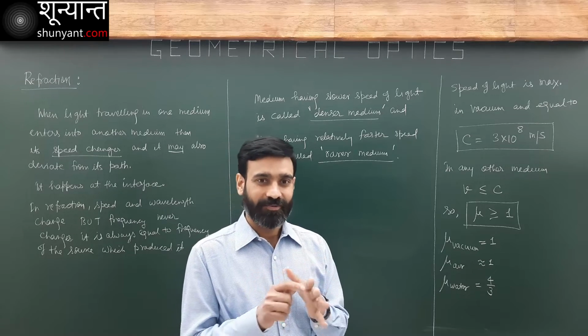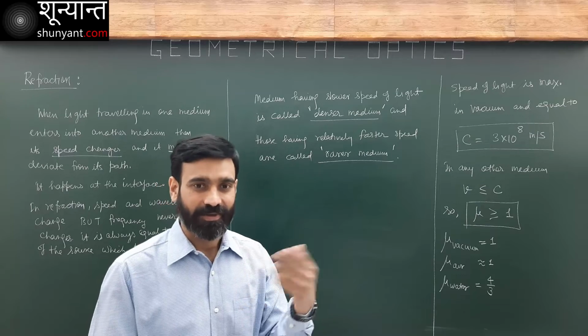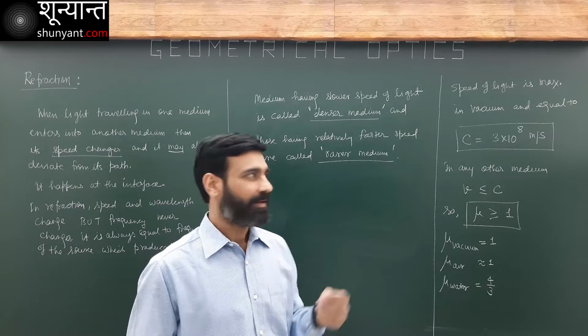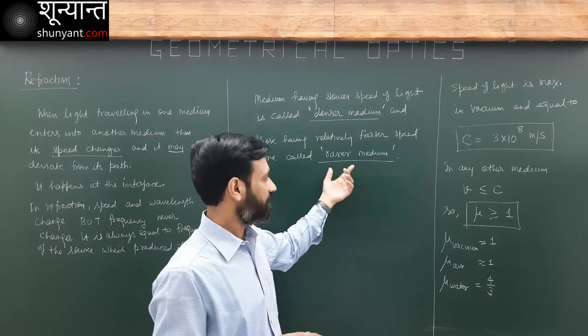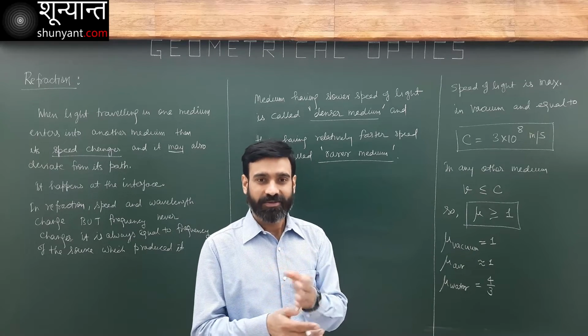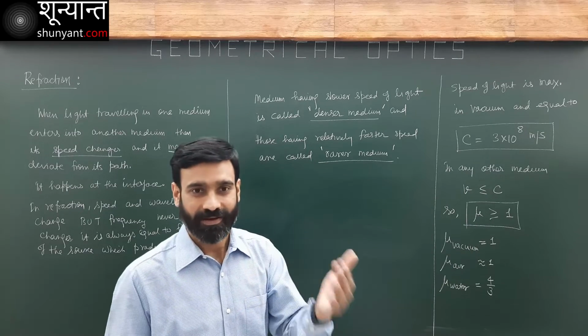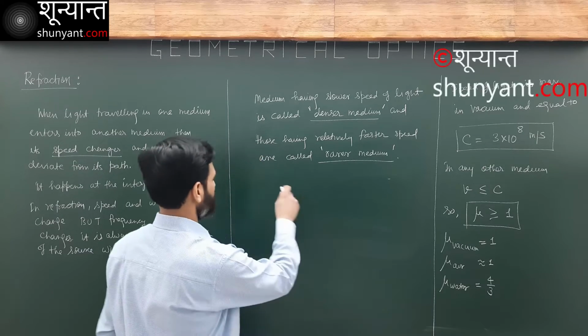Medium in which the speed is slower, it is denser medium. The medium in which speed is relatively faster. I am comparing to C. It can never be more than C. But I am comparing two mediums. The medium in which the speed is faster is rarer. The medium in which speed is slower is denser.